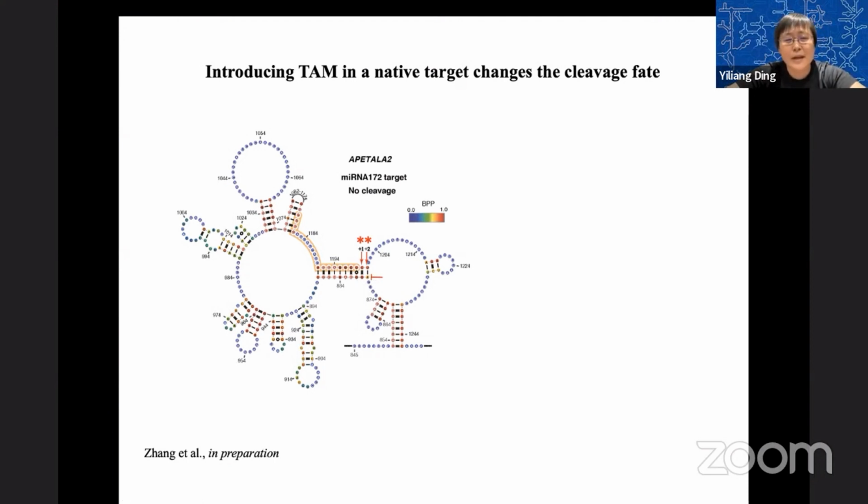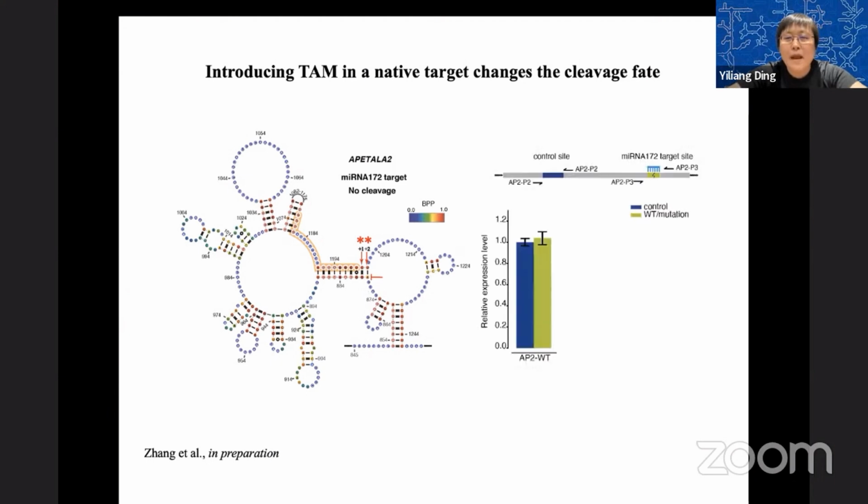So then we wonder whether or not this is the reason why AP2 could not be cleaved by microRNA 172. Since this target site is inside the coding region, we decided to mutate the base pairing partner, this A, at a synonymous mutation site without changing the codon, to see whether or not we can change the fate of microRNA-mediated cleavage.